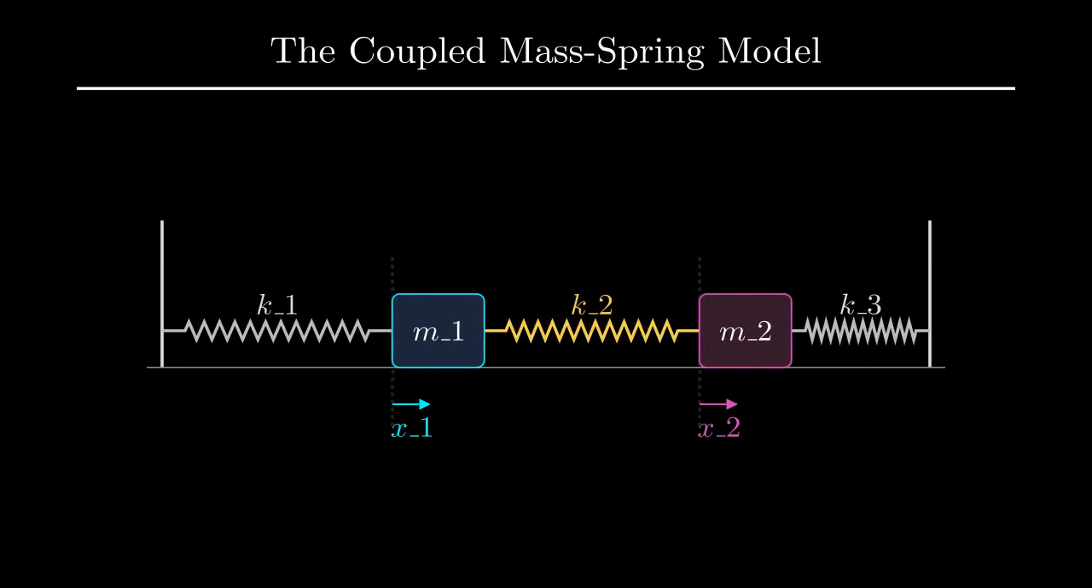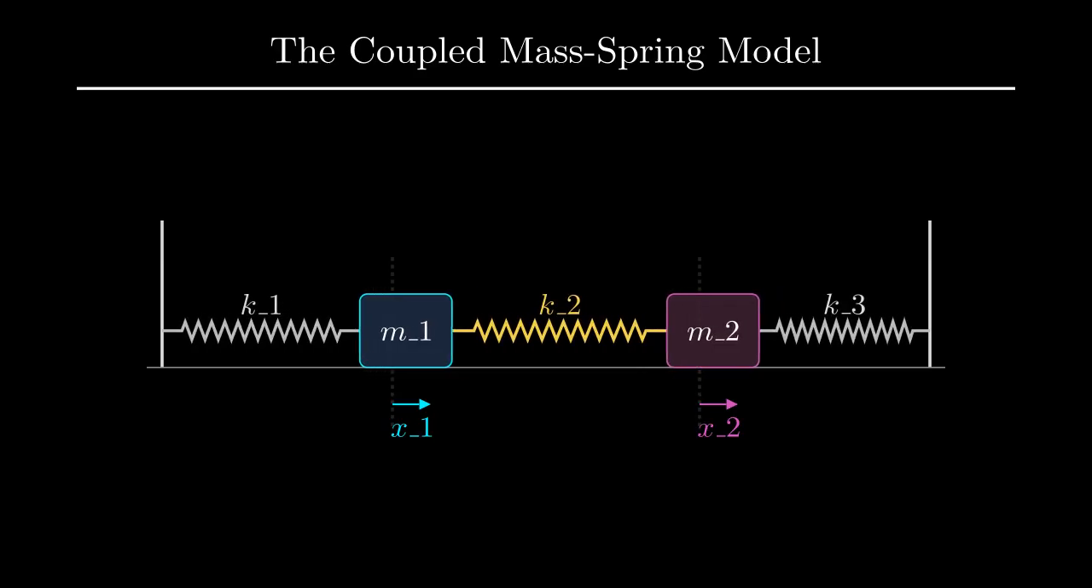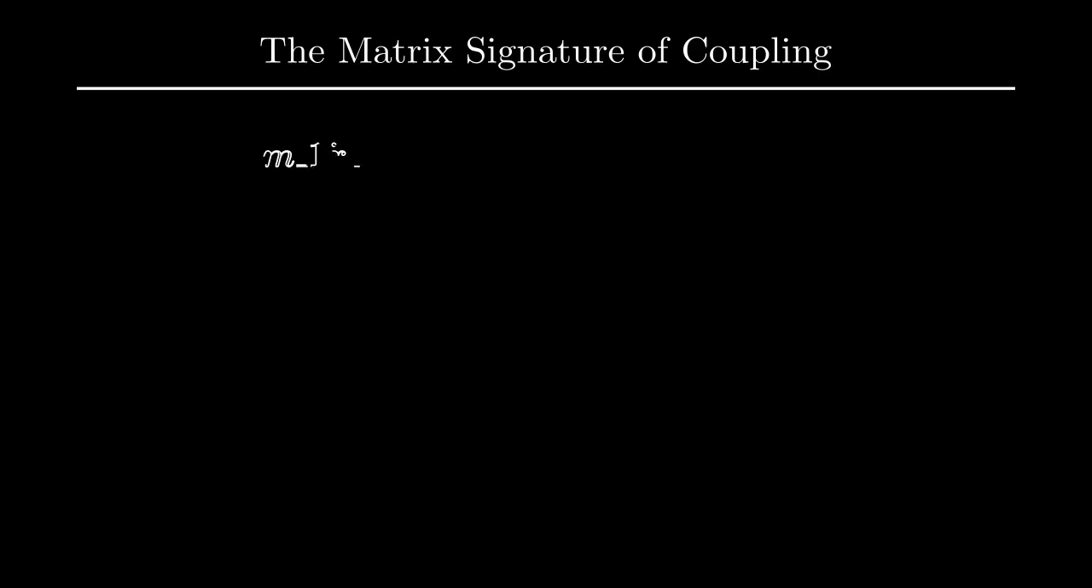The acceleration of the first mass depends not just on its own position, but also on the position of the second mass. This is the definition of coupling. The two particles are no longer individuals. They are a single interconnected system where every movement ripples through the central spring.